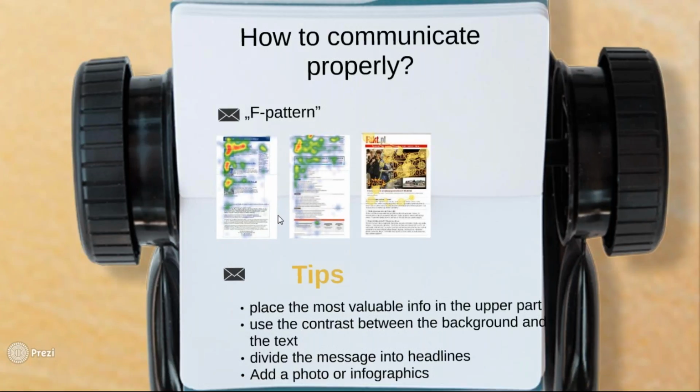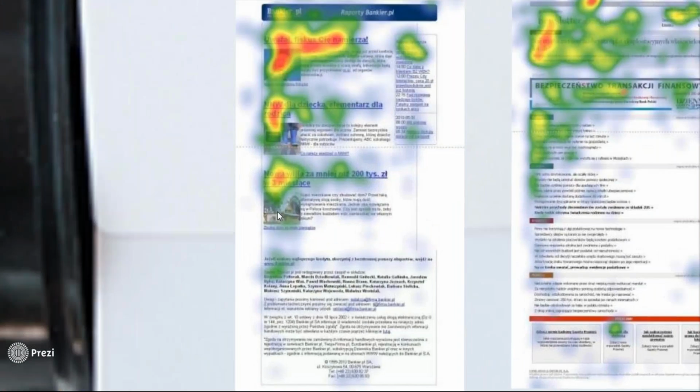Okay, so what about how people are reading your emails? How people are reading newsletters, and in general, how people are looking at the information. There's something called the F pattern, and this is a study by a Polish company. Those stains here in colors usually form the letter F. That's why it's called the F pattern.